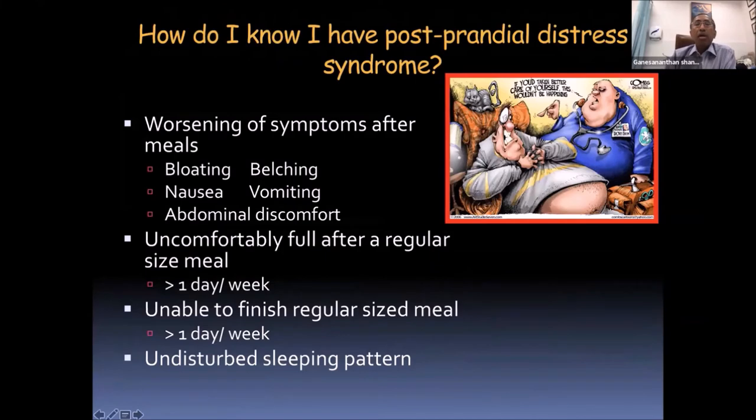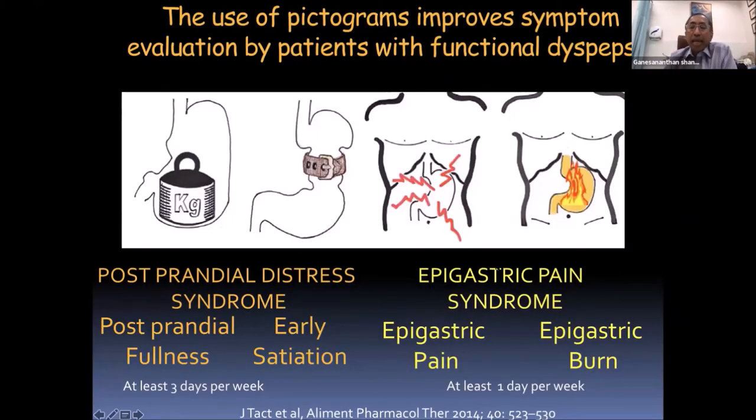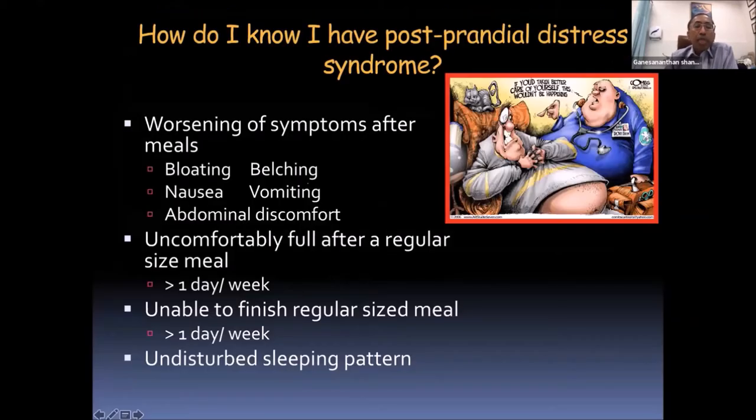So now we can classify them, and you've got to understand postprandial distress syndrome is a motility type disorder. It's worsening of symptoms after meals. You can remember postprandial distress syndrome would be related to after meals, and epigastric pain syndrome is not meal related. You get bloating, belching, nausea, vomiting, abdominal discomfort. Those are your other symptoms. Patients are uncomfortably full after a regular sized meal, more than one time a week, and unable to finish a regular sized meal, they feel full. And they have an undisturbed sleep pattern because it's not related to sleep, and they don't have any meals during sleep time.